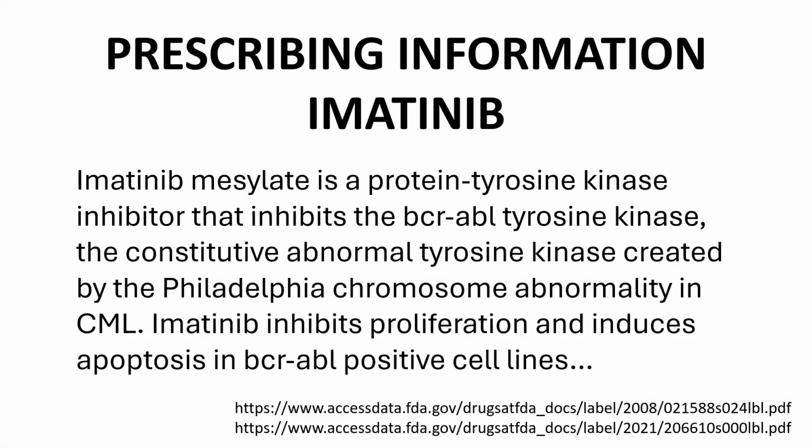If we go deeper into the document, section 12.1 is entitled Mechanism of Action with some text. Imatinib mesylate is a protein tyrosine kinase inhibitor that inhibits the BCR-ABL tyrosine kinase, the constitutive abnormal tyrosine kinase created by the Philadelphia chromosome abnormality in CML. Imatinib inhibits proliferation and induces apoptosis in BCR-ABL positive cell lines.